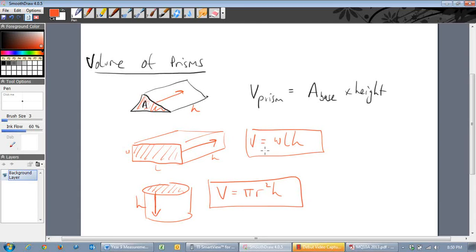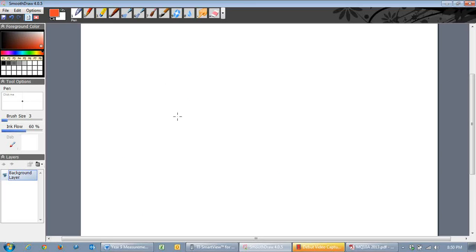And I think that's basically it. Was there any that I've forgotten? I'm pretty sure that's all you need to know. This is the main thing to remember: if you can figure out the area of the base, you just multiply it by its height. So let's just crack into some examples.